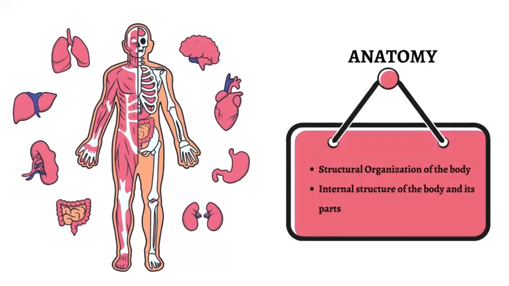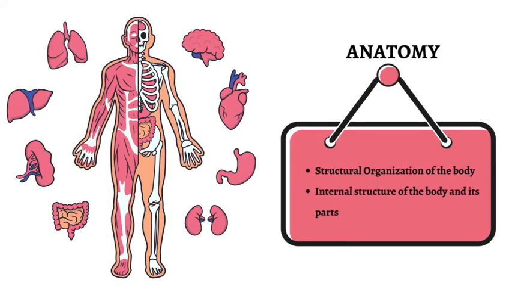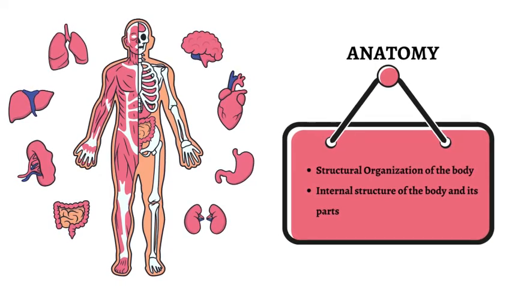Let's see about the definition of anatomy. It is the branch of science that deals with the structural organization of living organisms. It is also concerned with the study of internal structure of organisms and their parts.